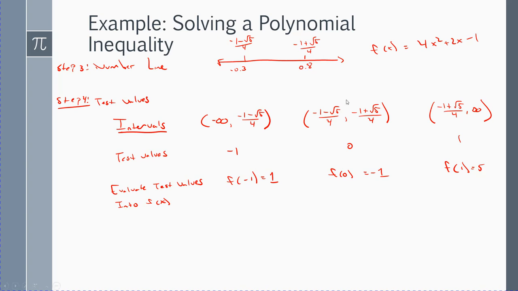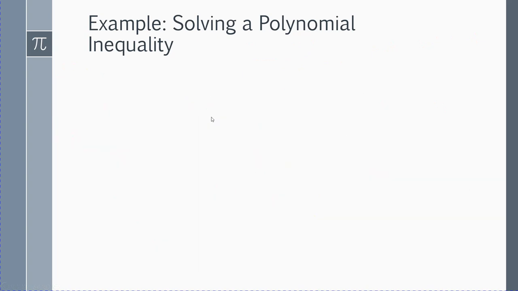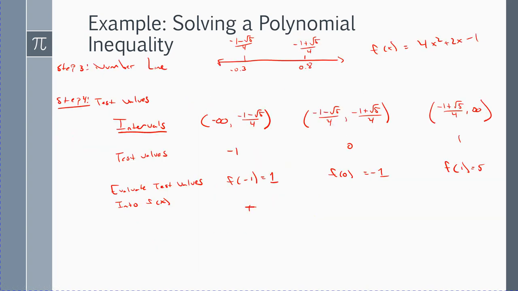So going back then, I want it to be greater than or equal to 0. So I'm looking where the test values are positive. So it's here and here. This interval is negative. So that means there are 2 solutions here.